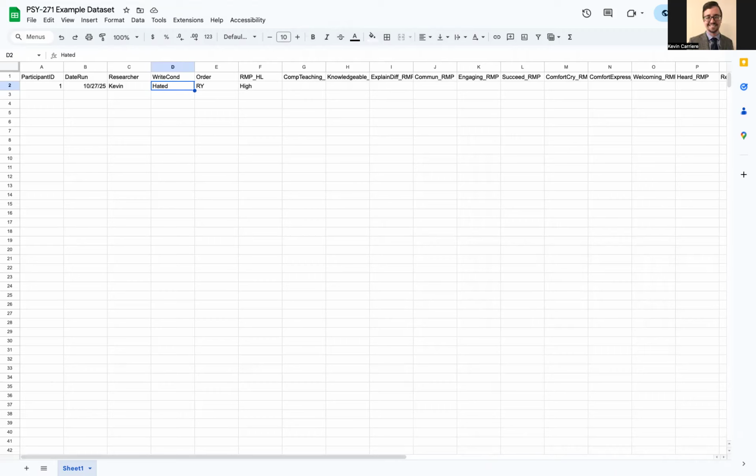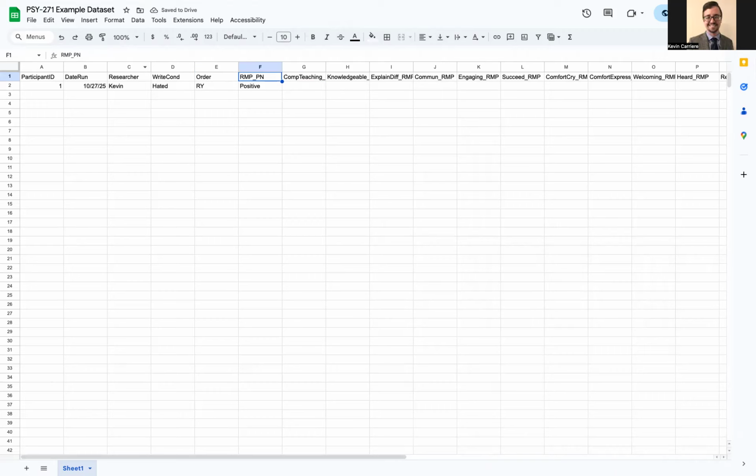Then in Caroline's study and Molly's, they counterbalance. So I went through and I looked at this sample and I saw that Rate My Professor comes first. So I put an R, and then Yik Yak came second, so I put a Y. So the order here is RY. Then they have a condition of whether or not the Rate My Professor profile is positive or negative. So maybe I would write positive. Rate My Professor, high or low, I would call that positive, negative.